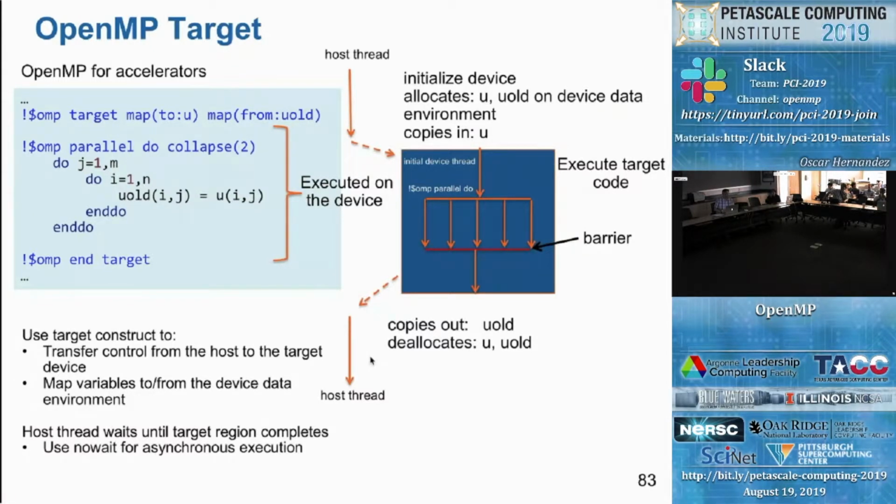So the whole idea here is, when you think about what an OpenMP target region is, you're basically starting a new OpenMP environment in an accelerator. And that also creates a data environment there. So you use that to manage the data between the host and the device, and also anything you specify inside the target region is going to be executed in the accelerator.